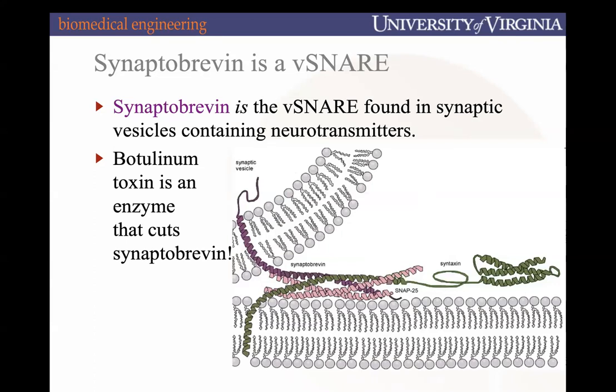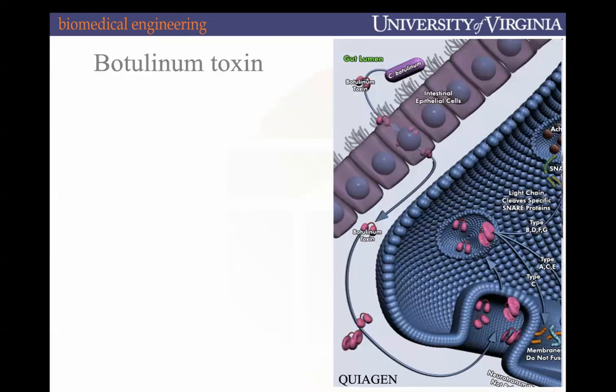Botulinum toxin is an enzyme that cuts synaptobrevin. And the consequence of that is going to be talked about here. So we talked about how the botulinum toxin comes from the Clostridium botulinum bacterium. If you eat some dirty soil or eat some improperly stored food, I hope that none of you suffer that fate, what you'll have in your gut epithelium is that bacterium.